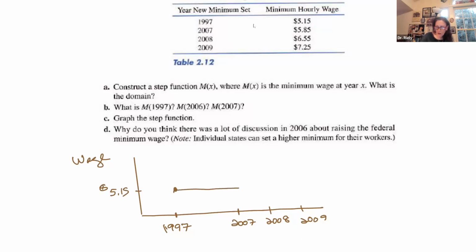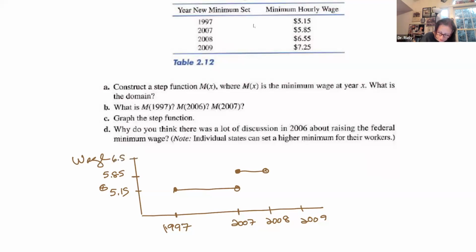The second I cross over into January, I'm no longer on this function. I'm then going to jump up, and this next function would be 5.85. So I'm going to be up higher. I'm just going to fill in the circle, because now you're in January of 2007. The next rate takes over. That's going to come up to here. But the second I get to 2008, I have an open circle again, because I have another rate coming in. So the next rate is going to be even higher.